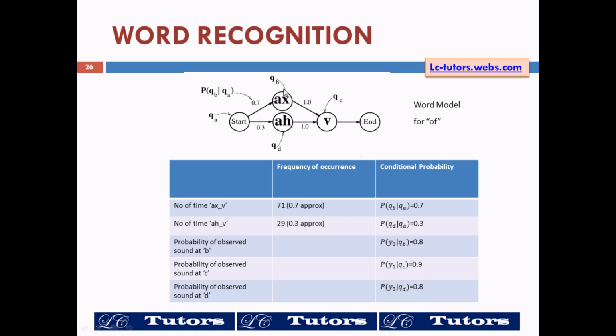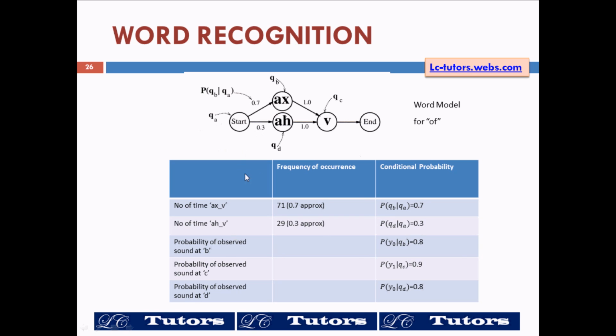QB is our state here, AX, and AH is the other phoneme, the other pronunciation model is here. And then we have this second one, 29 is about 0.3 out of 1, so the probability should be 1 when you add these two. So the probability of QD given QA is 0.3.